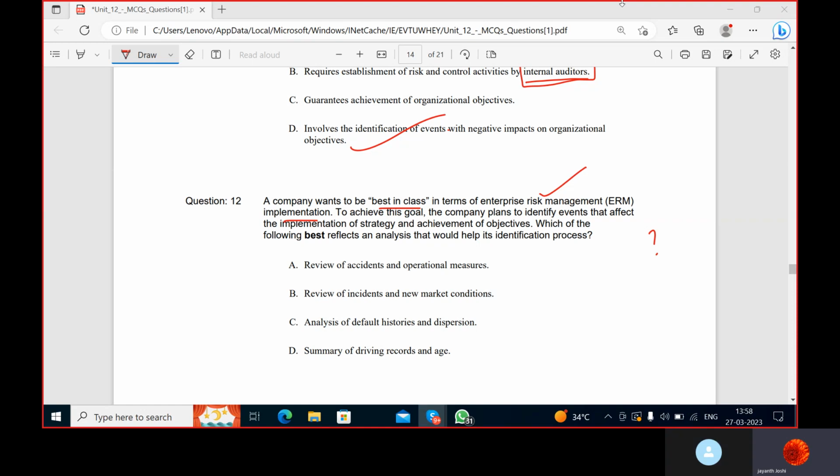Because operational measures are not standard always. With passage of time, changes are required, changes have to be done. Okay. Second one, event identification involves identifying potential events from internal or external sources affecting achievement of objectives. It includes distinguishing between events that represent risks, those representing opportunities, and those that may be both. A review of incidents and new market conditions. So you should always review the incidents and new market conditions. That would help the company in the identification process, as both of these contain events that will affect implementation of strategy and achievement of objectives. So this is the option which we can say is the best.